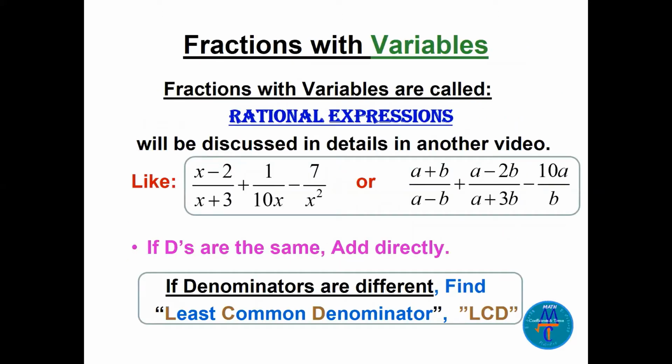Now, sometimes we will have fractions with variables. Before I give you simple examples, see, sometimes you have fractions with numbers, like the ones we will do in this video. But sometimes you have fractions with variables, like, look here, x minus 2 divided by x plus 3 plus 1 over 10x minus 7 over x squared. Not easy. Or a plus b over a minus b plus this one minus 10a over b. So we call these rational expressions.